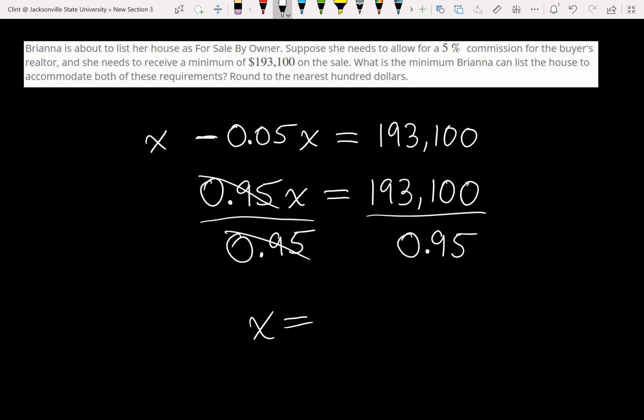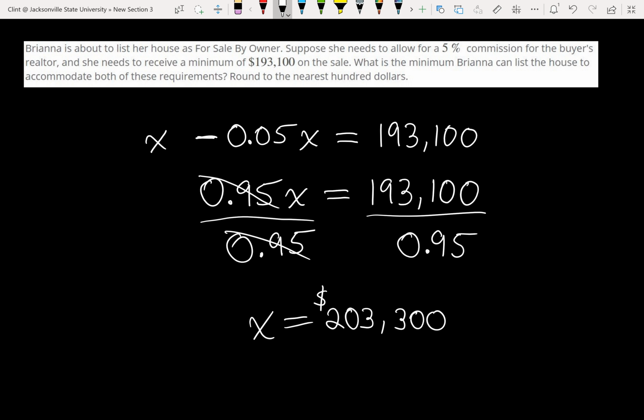So what's X? We've got 193,100 divided by 0.95. That gives us $203,263.16. This always says round to the nearest $100. So that will round up to $300. So $203,300 after we round.